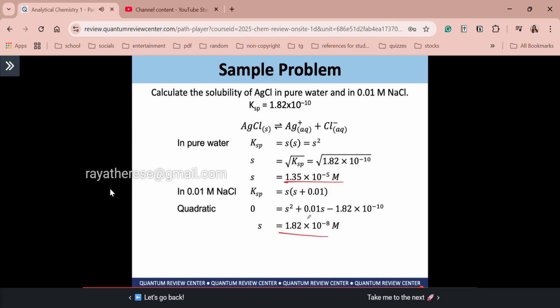Diba? Lower. Ma'am, explain. Bakit quantitatively lower ang naging solubility? Recall LCP, Le Chatelier's principle. It's as if you're adding more chloride. Yun yung effect. Nag-add ka ng more chloride. So the system is stressed. O ano ba ginagawa ng system pag ito ay na-stress? It will adjust. It will relieve the stress.